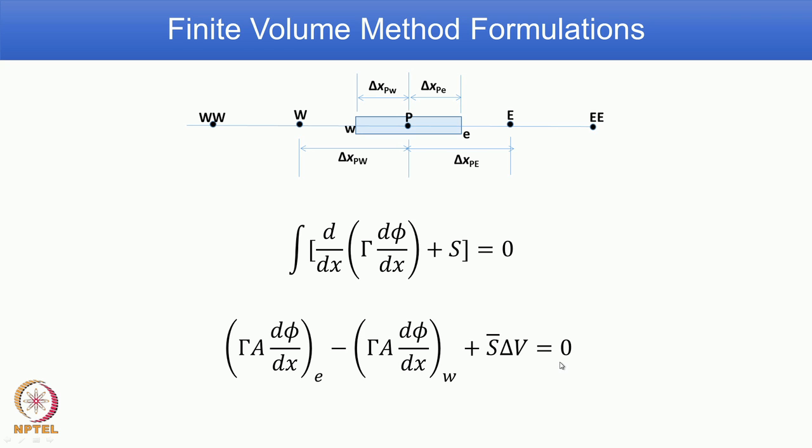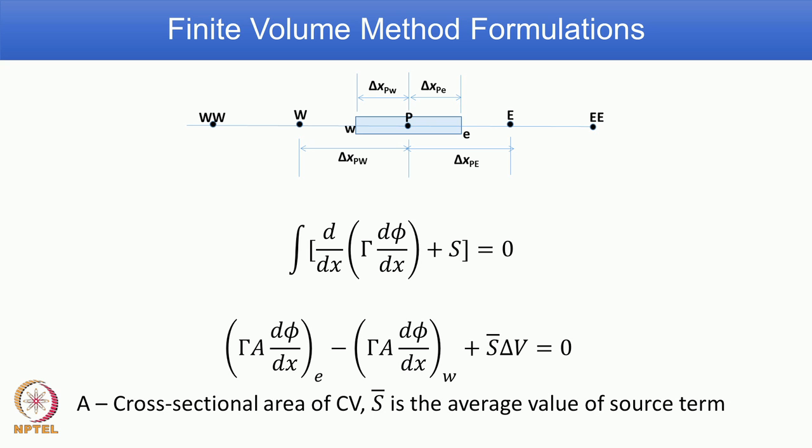Now, this is the generalized form. So, in one dimensional you actually do not have V, but this is the generalized form. A is the cross sectional area of the control volume and S bar is the average value of the source term. Now, let us see how to evaluate each of these terms for the mesh that is shown here. For example, gamma A d phi by dx at the east face, that is on this side. Similarly, gamma A d phi by dx on the west face, that is on this side.